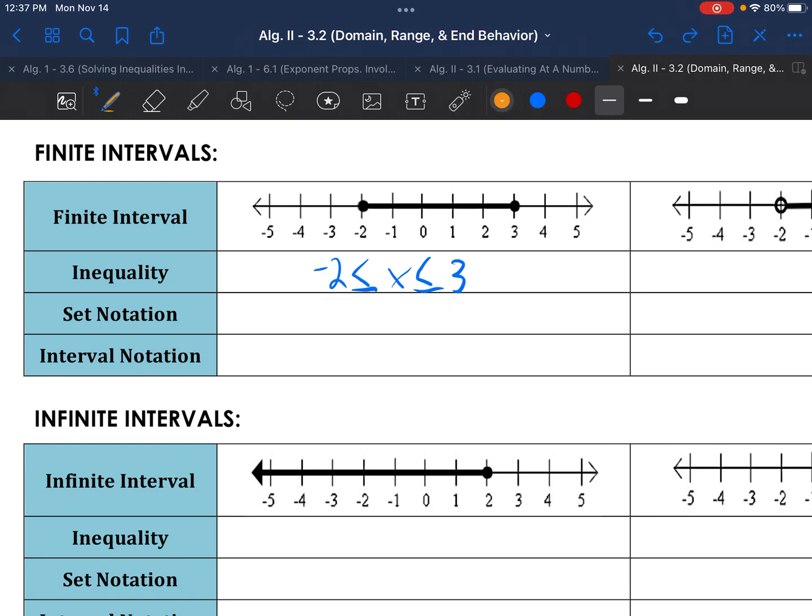In set notation, here's the same inequality, but we're just going to put x such that before it. And everything else is the same, and you add braces and you're done. The interval notation, I'm going to go with purple this time. Interval notation would be -2, 3, and they both have brackets because -2 and 3 are included.